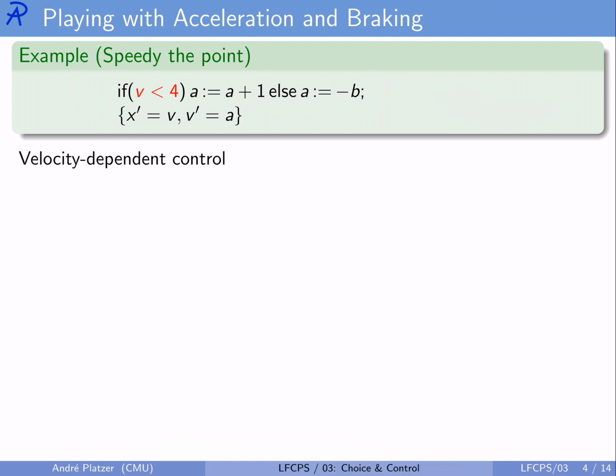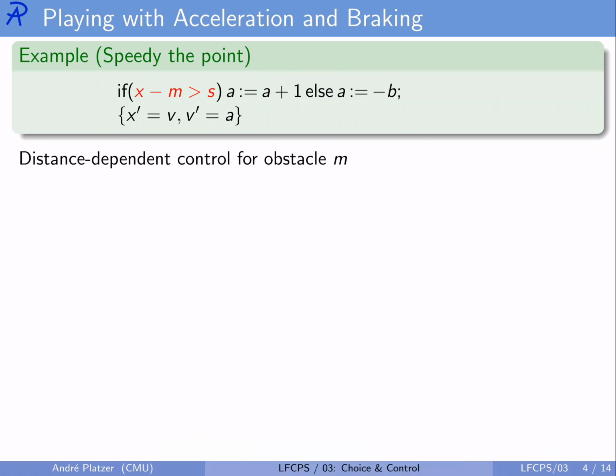This is a typical example of velocity-dependent control. So depending on the current velocity, we will decide to speed up or slow down. That sounds like a good thing. Of course, that's an oversimplification. Because really, maybe it's better to decide our acceleration and braking based on the distance to an obstacle. Think again of the stop sign. If the distance to the obstacle is more than a certain critical number, s, then we accelerate, and otherwise we brake.